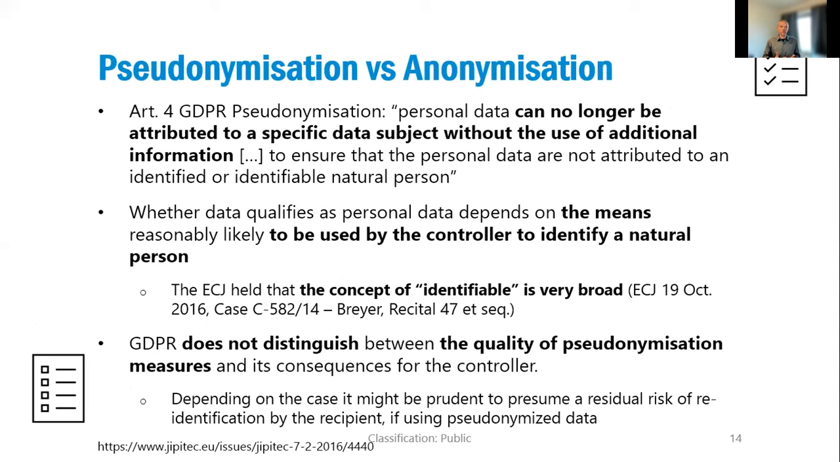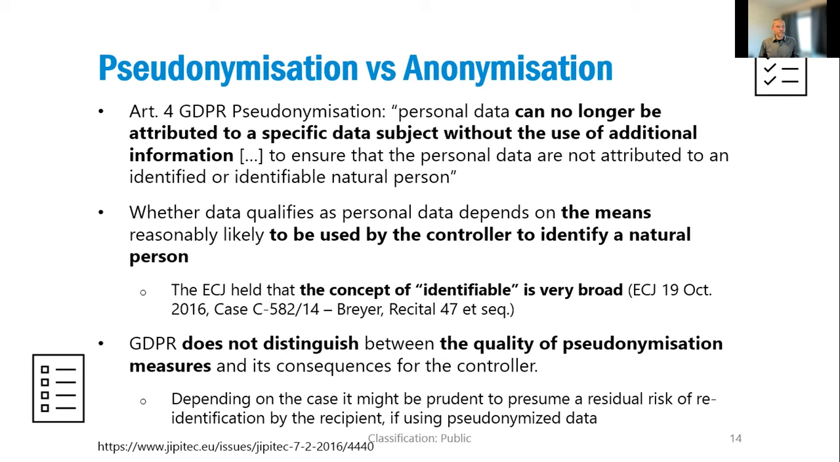The legal differentiation between pseudonymization and anonymization is that pseudonymization is defined such that, in effect, the data can no longer be attributed to a specific data subject without the use of additional information. And the legal qualification of this additional information, the means that are reasonably likely to be used by a controller to identify a person, was established several years ago by the European Court of Justice in the Breyer case.